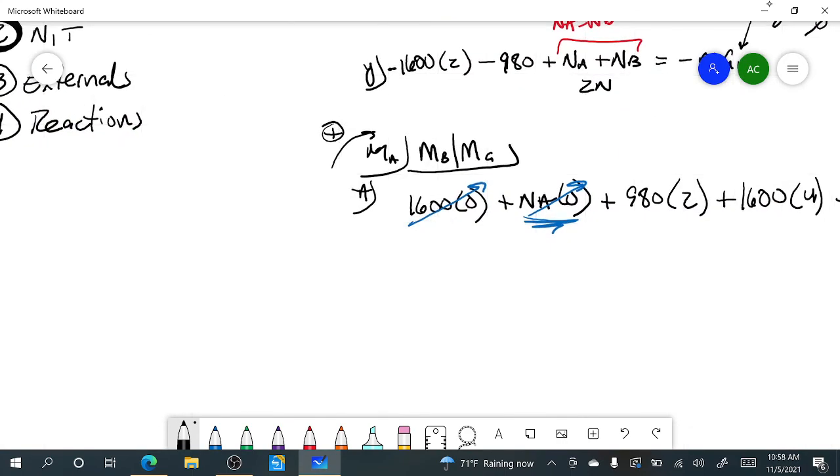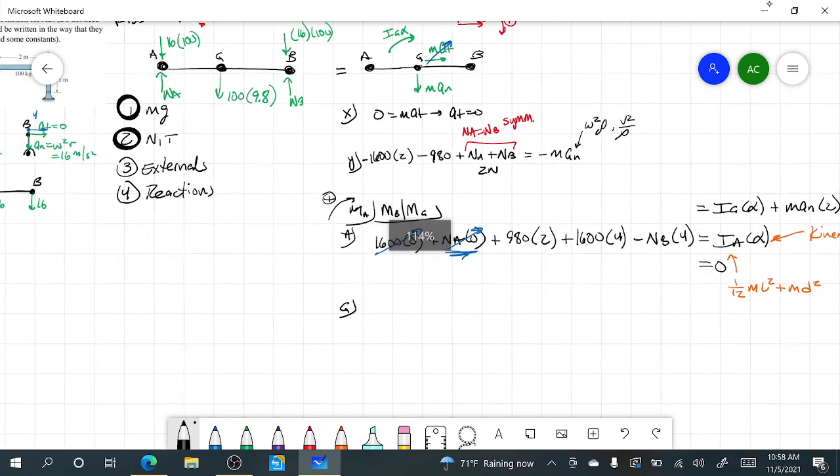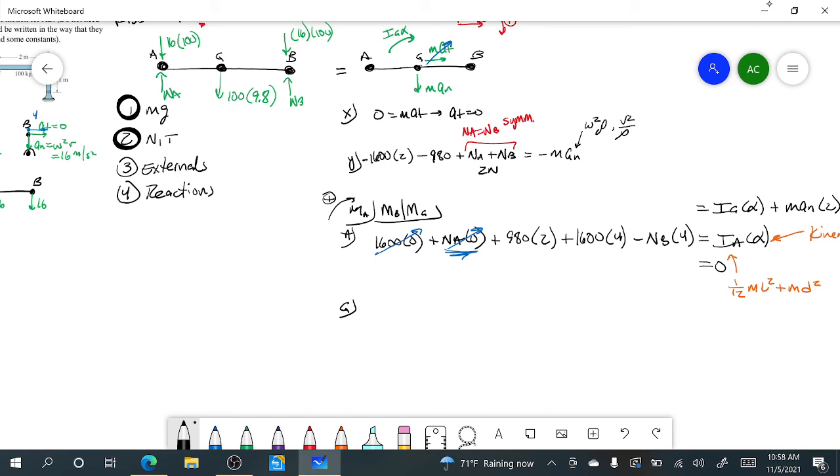If I pick G, let's just do it really quickly. If I pick G, then let's say this way is positive still. Then I'm going to get negative 1600 times 2. That's this guy. Then I get plus my NA times 2, because NA is going backward. My weight piece passes through G, so it doesn't create any moment. Then I'd have a positive 1600, and that comes from the right guy, and then a negative NB times 2.